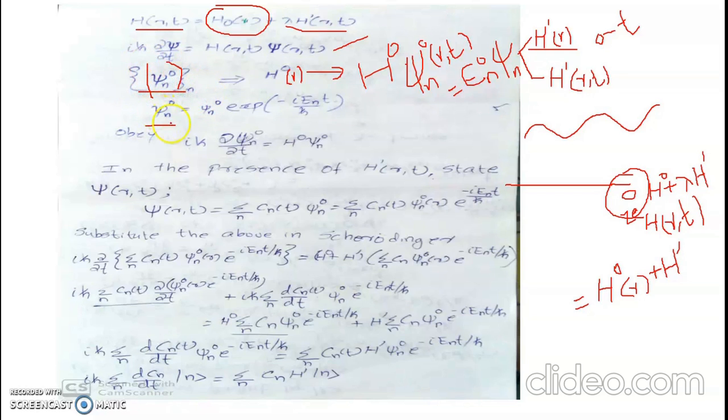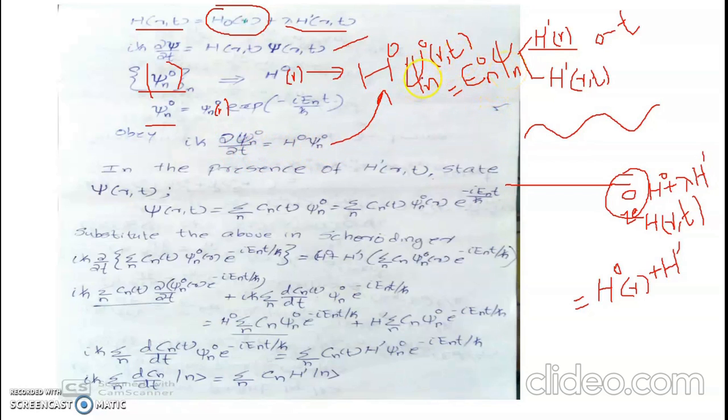With the psi n0 having this mathematical formulation psi n0 of r, the space-only dependent part of the wave function representing the stationary states, multiplied by e raised to minus i En t divided by h cross, this will be satisfying Schrodinger's equation i h cross ∂psi n0/∂t equal to H0 psi n0. This will have a time-independent format, H0 psi n0 equal to En0 psi n0.